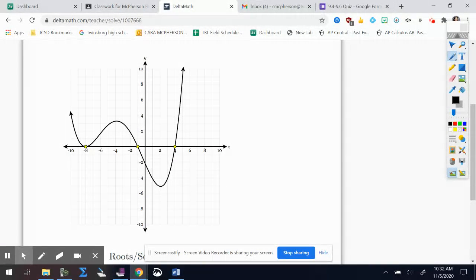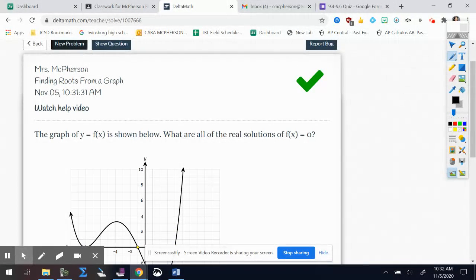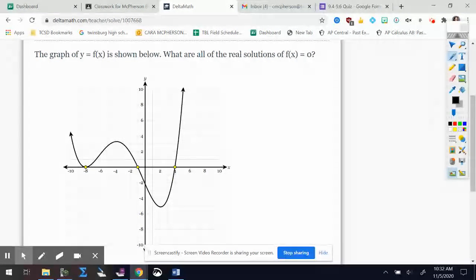It's going to give you a picture. It could be a very complicated graph. It could be a very simple parabola, and it's asking you to find all of the real solutions, which again are all of the places where the function equals 0, and you can see them visually by where it crosses or touches the x-axis. So that's the first part of 5.2.